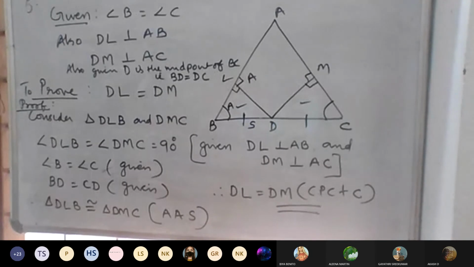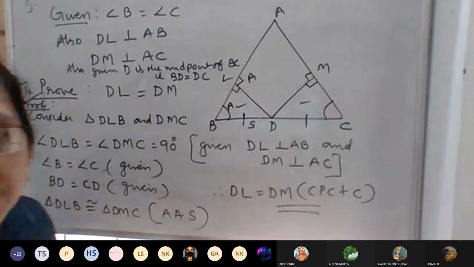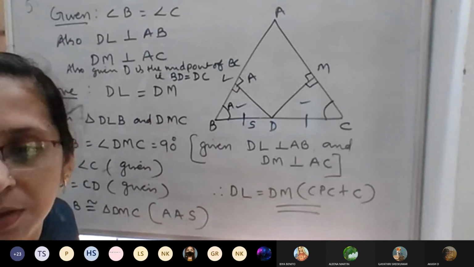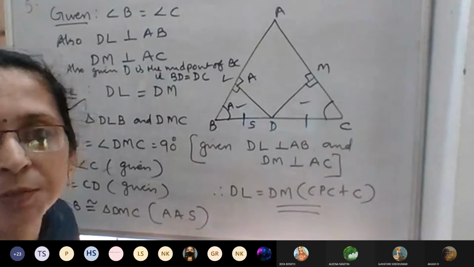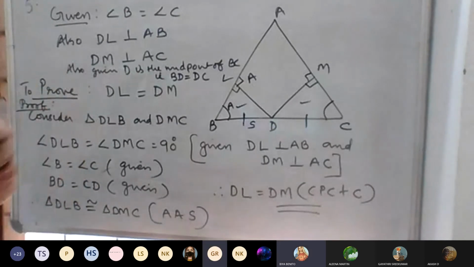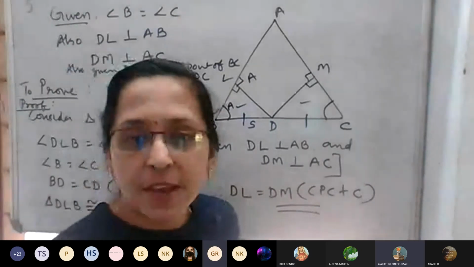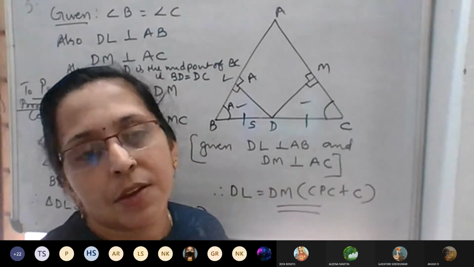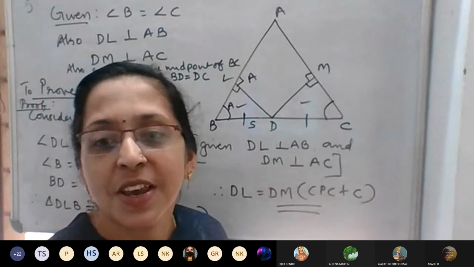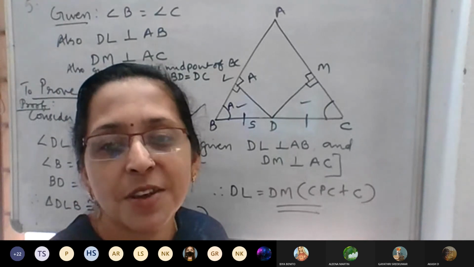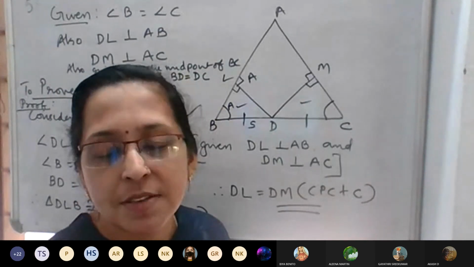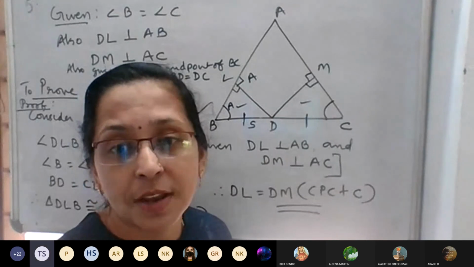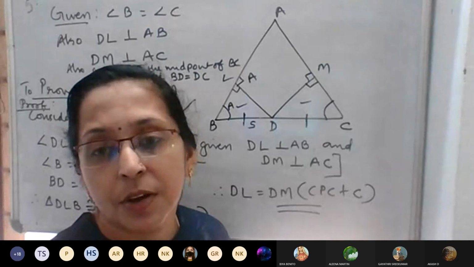So the second part, perpendiculars from B and C to the opposite sides are equal, we can do tomorrow. We won't get time. If you can, try it in your rough book and see whether you are getting it. Tomorrow we can discuss. Study this question today itself.